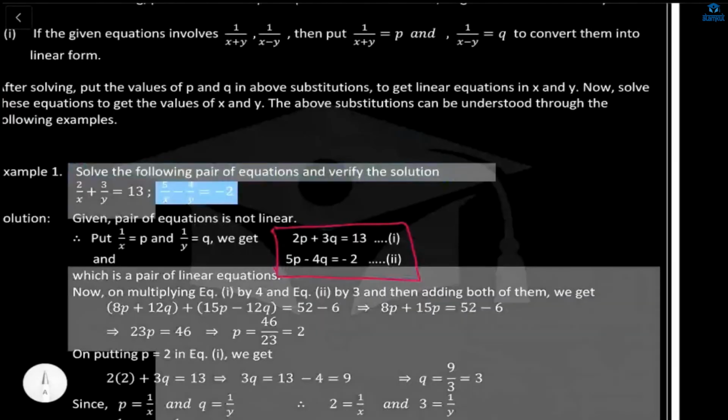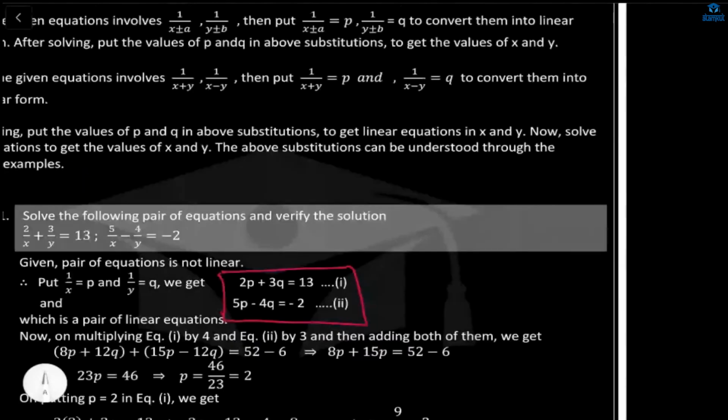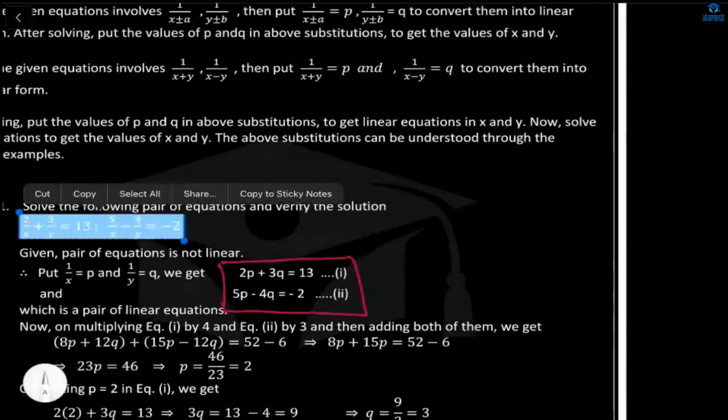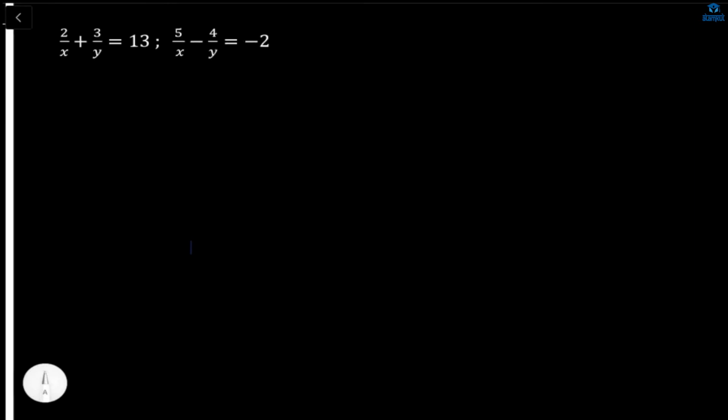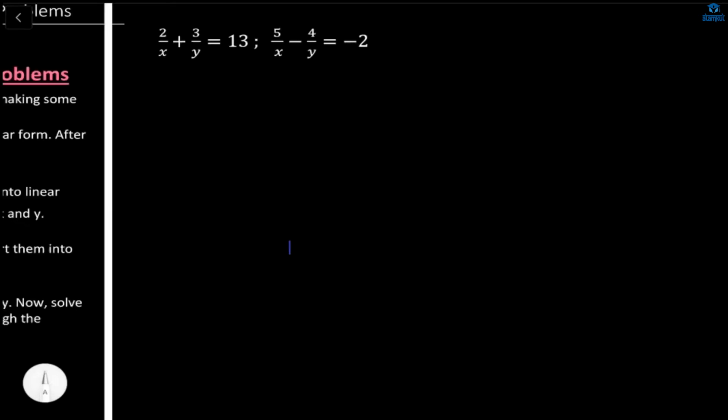Okay, now this is your equation. This is not a proper linear equation. You can see it is not written as 2x plus 3y is equal to 13. It is written in 1 by x form. So how can you solve this? There is a better way to solve it, to make it a linear equation.